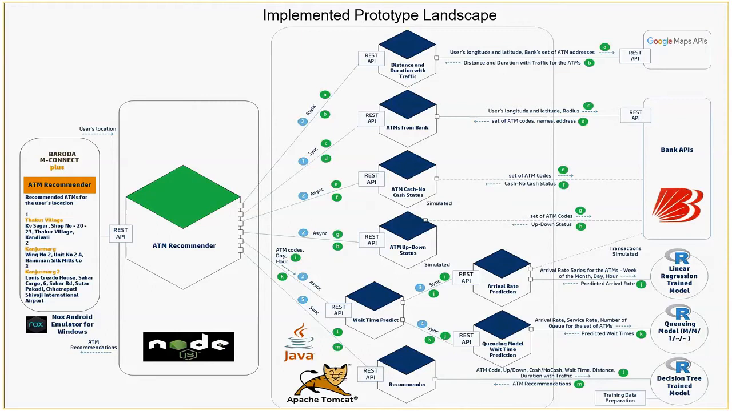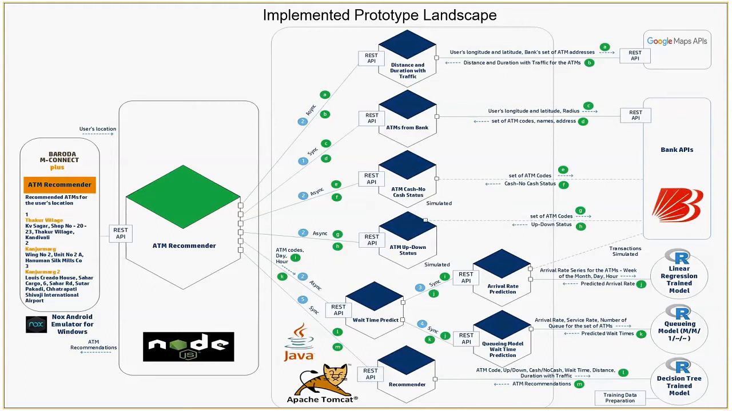It is built in microservices architecture pattern, and if you look at the solution, it gets the ATM up down, cache no cache, the predicted wait times, the distance, duration, and then gets the recommendation in real time. For the different inputs, we have a different service which collects inputs, and then the prediction and recommendation engines are built.